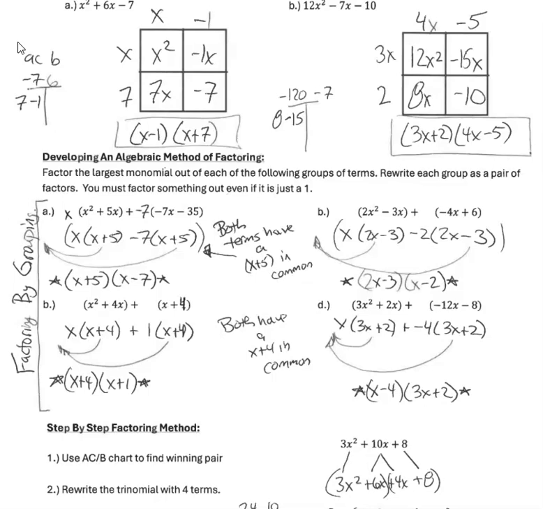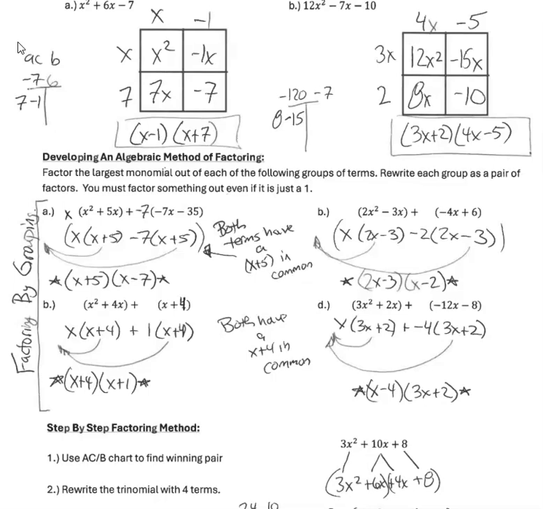Now that we have that, they both have a 2x minus 3 as a factor, so I can pull those out, getting a 2x minus 3, and then the x minus 2 is left. And therefore, you will have a binomial of 2x minus 3 and x minus 2. On the next one, you do the same exact thing.